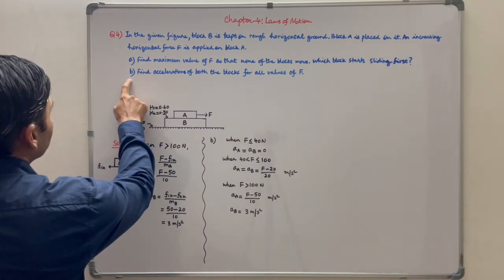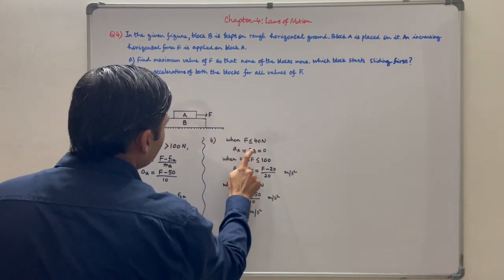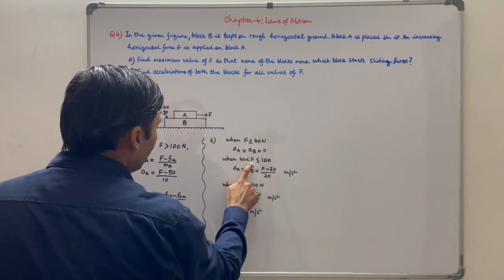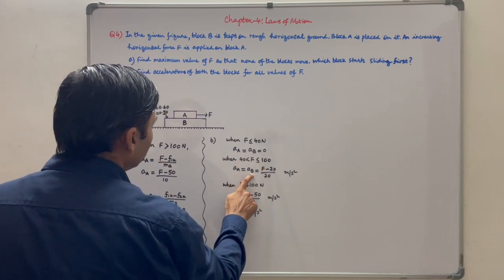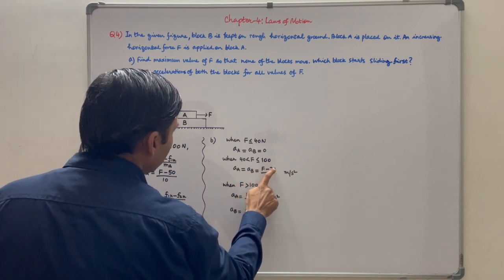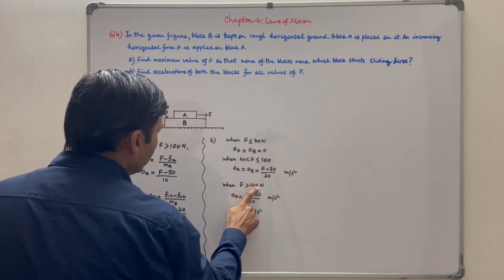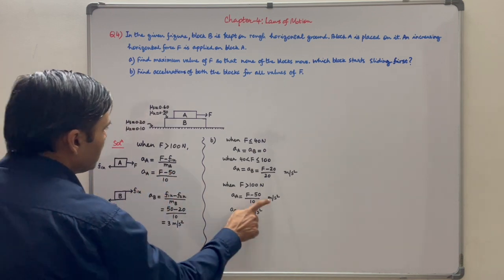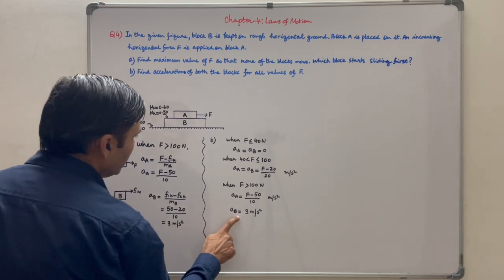Now we are ready to answer part B. When F is less than or equal to 40 Newton, both the blocks are stationary. So their accelerations will be equal to 0. When the value of F lies between 40 Newton to 100 Newton, both the blocks will move together. So their accelerations will be the same, and that is equal to (F minus 20) upon 20 meter per second square. When the value of F is more than 100 Newton, the acceleration of block A is equal to (F minus 50) upon 10 meter per second square, and the acceleration of block B is equal to 3 meter per second square.